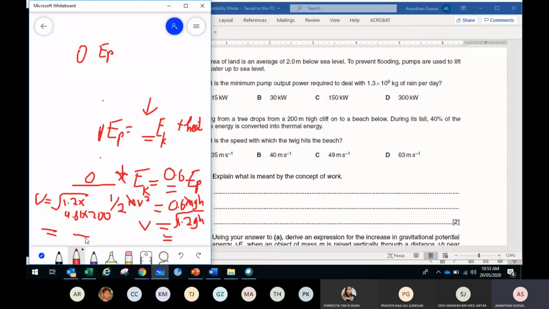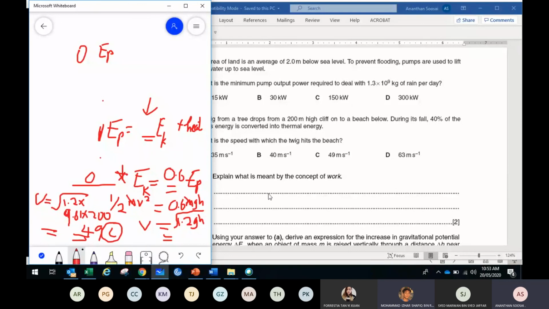Does anyone get the answer? How many meters per second? Yes, class: 1.2 times 9.81 times 200, square root. What do you get? 48.5. Okay, good. So around 49 is the closest answer. So C should be the answer.